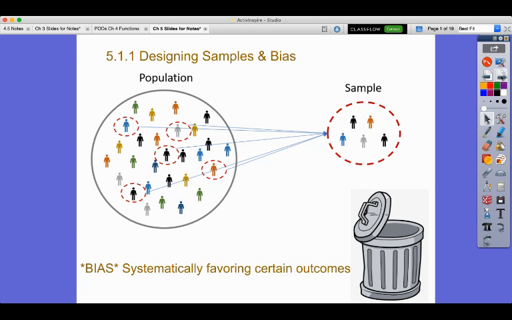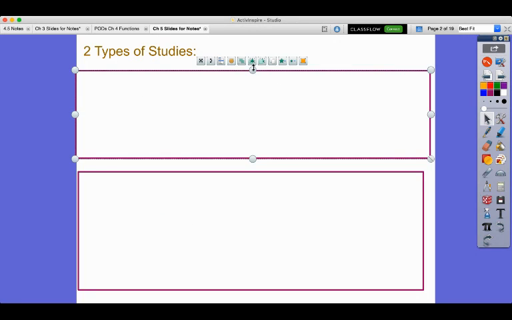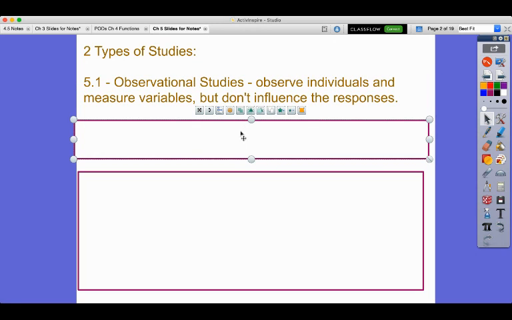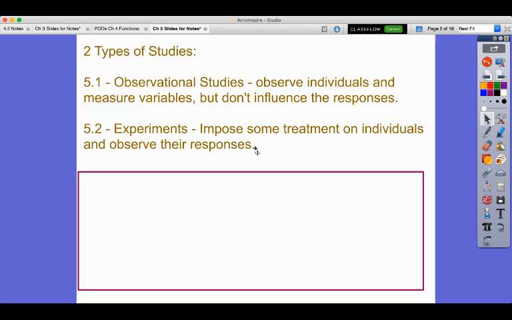There are 2 major types of studies that we're going to talk about. The first is observational studies. In those studies, you observe people, you measure variables, but there's no influence on them. The second is experiments. Here, you're imposing a treatment on the individuals. You're telling them, you need to take this medicine and you need to take this medicine. And maybe one of them is a placebo, but you're telling them what they need to do and observing their responses. In observational studies, people get to choose whatever they want and you observe their responses. In experiments, you tell people what to do and you observe their responses.